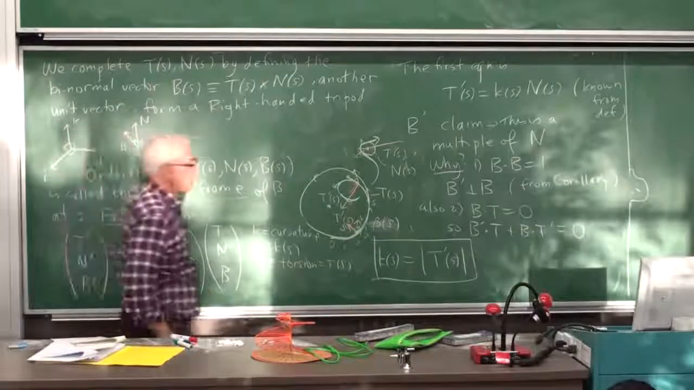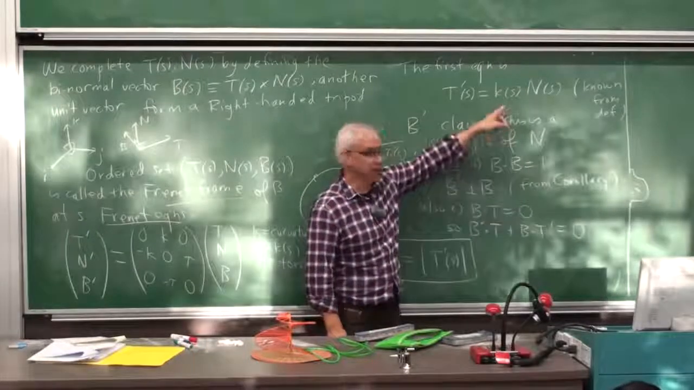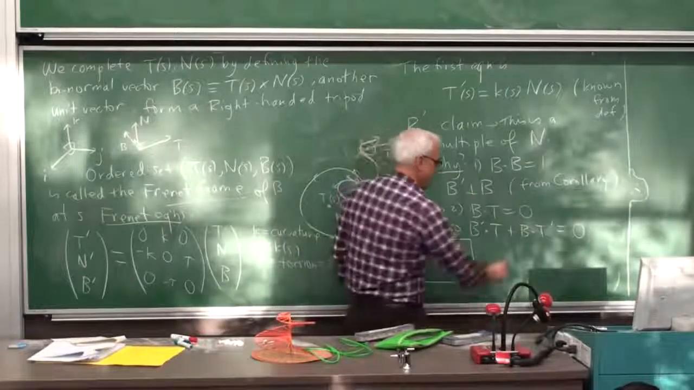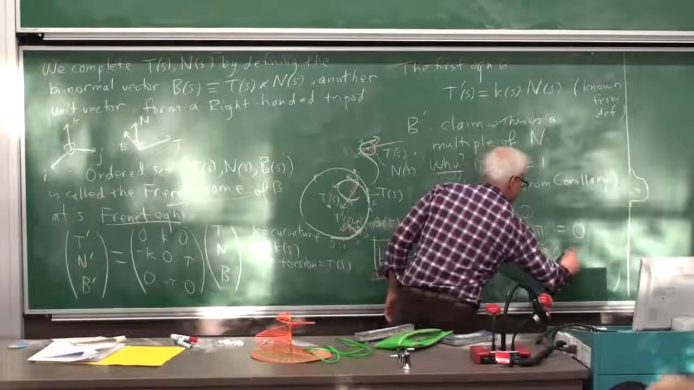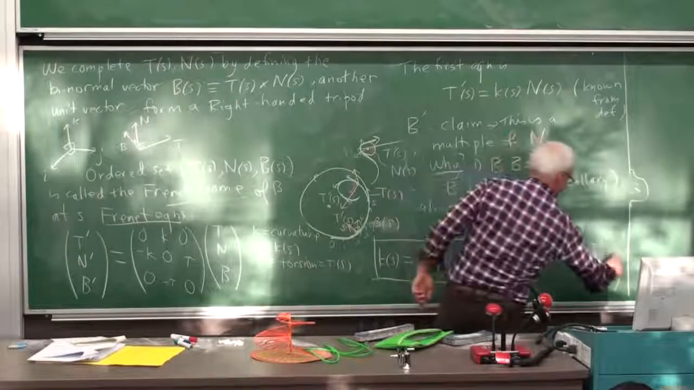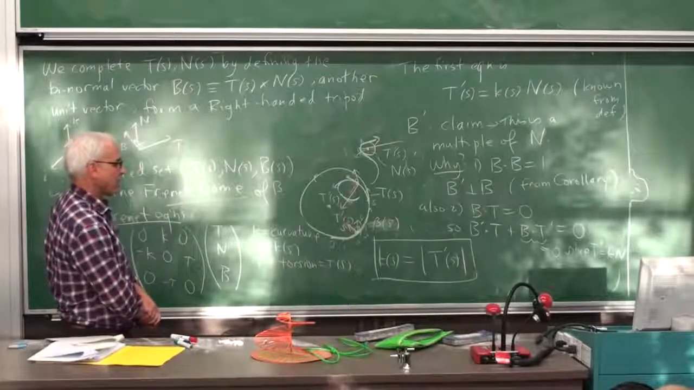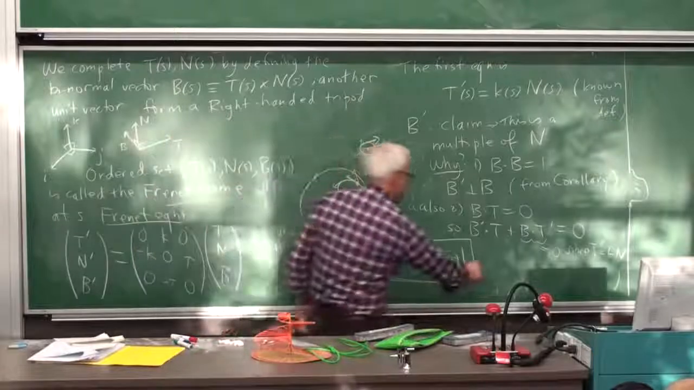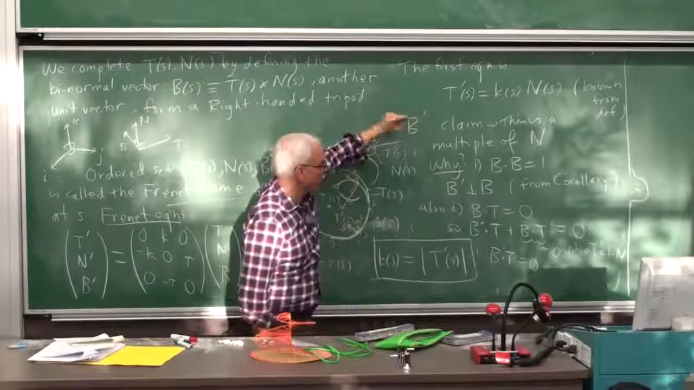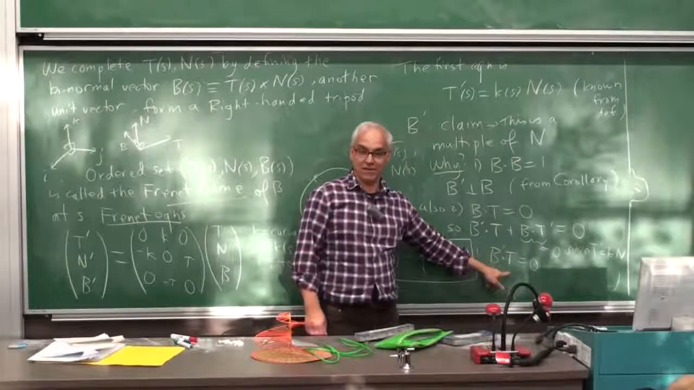But we know that t prime is a multiple of n. T prime is a multiple of n, and b and n are perpendicular. Okay, so this is 0 since t prime is k times n. So therefore, we conclude that b prime dot t equals 0. All right, so what do we know about this b prime? We know that it's perpendicular to b, and it's perpendicular to t.